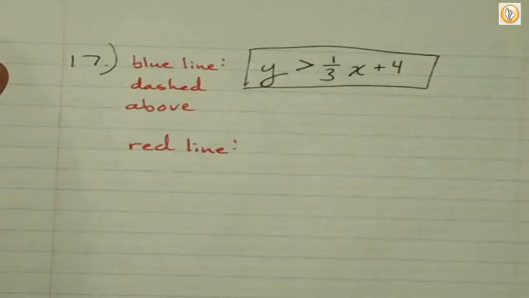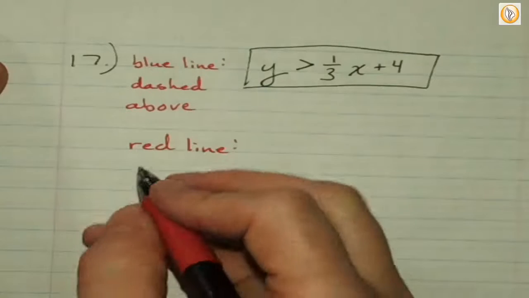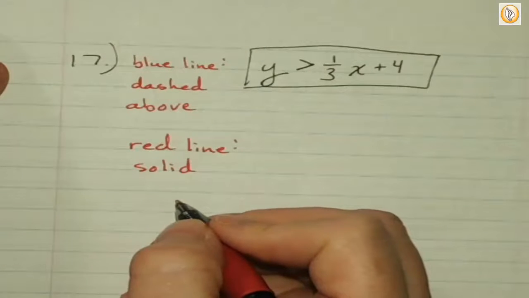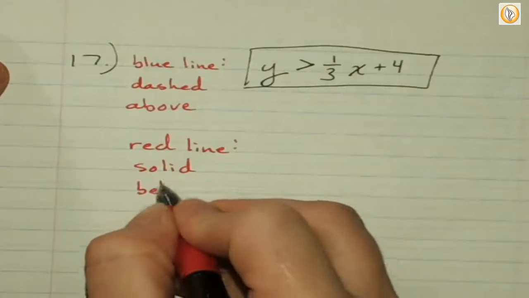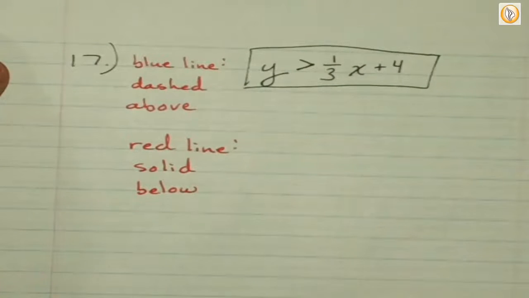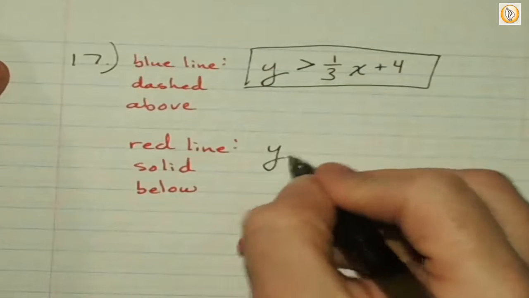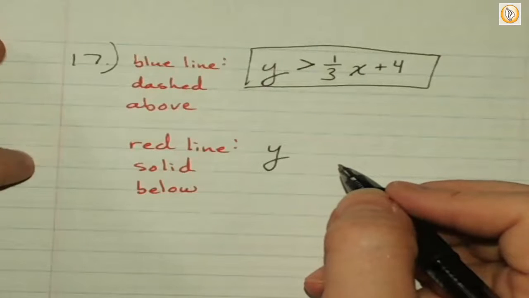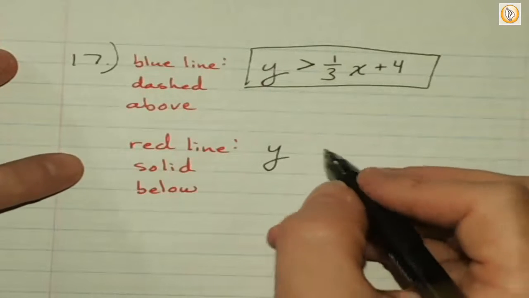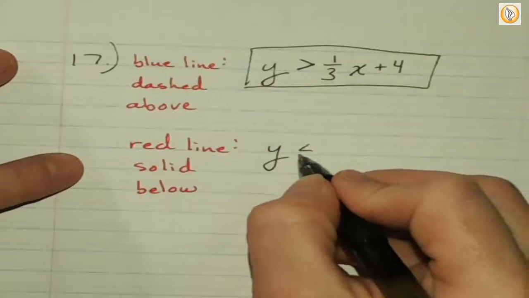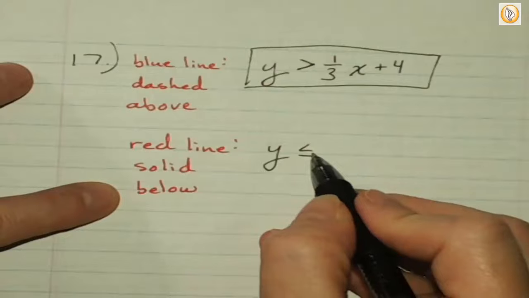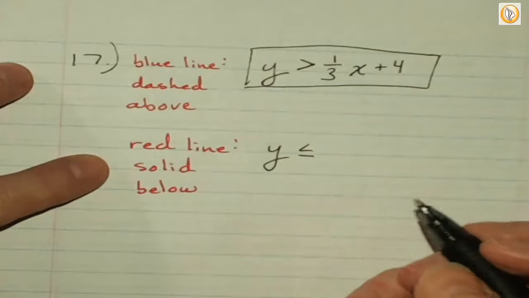All right, red line. Solid or dashed? Everyone yell it out. Solid. Shade above or below? Below. Yes, you're right. So, inequality. Raise your hand. What would it be? Aiden. Less than or equal to. Because if it's shade below, it's less than. If it's solid, there's going to be a line underneath it.